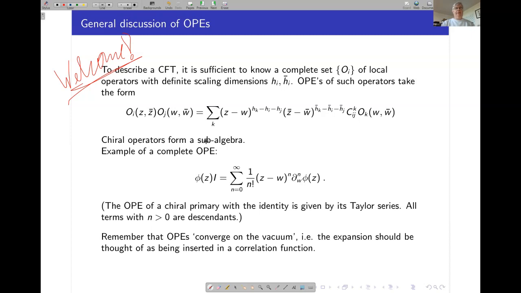So I rewind a little bit. I think we left off at some point where we had a general discussion of operator product expansions. To describe a conformal field theory, it's enough to know a complete set of local operators with definite scaling dimensions or scaling weights. The OPEs are then in the structure fixed, or the functional dependence on the distance between the operators is fixed by the scaling dimensions, and the non-trivial information which characterizes a conformal field theory is then in the coefficients which tell us how the operators couple to each other.